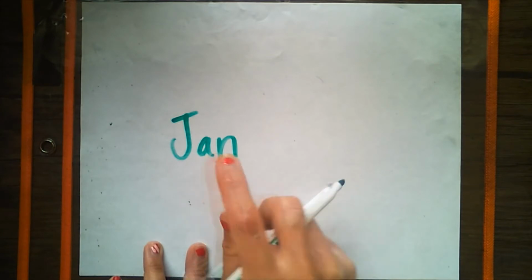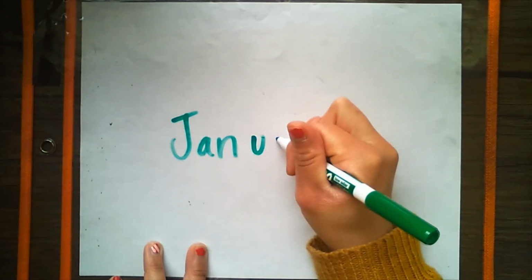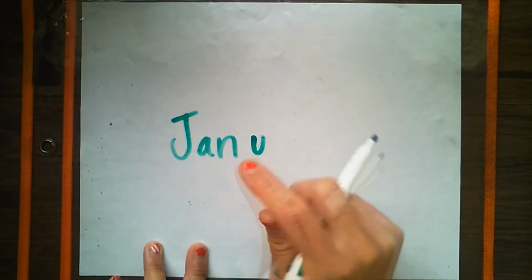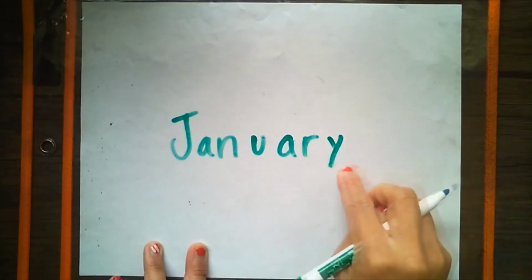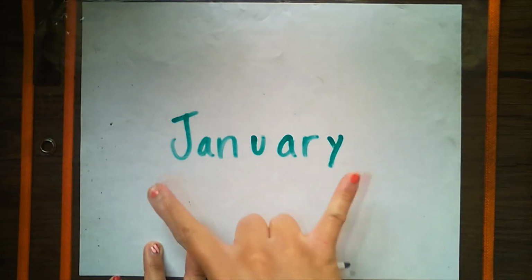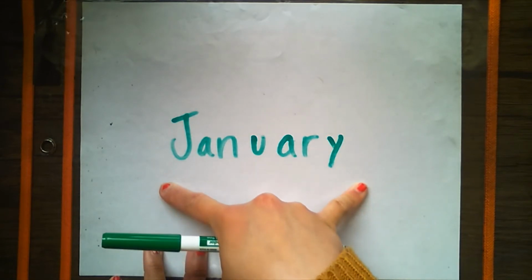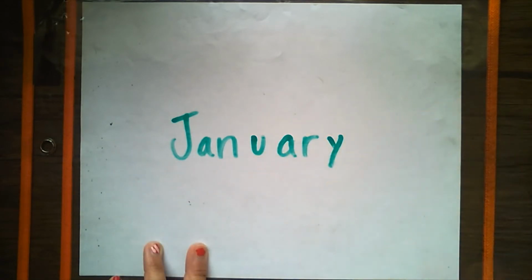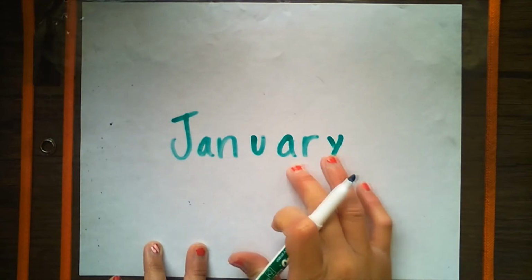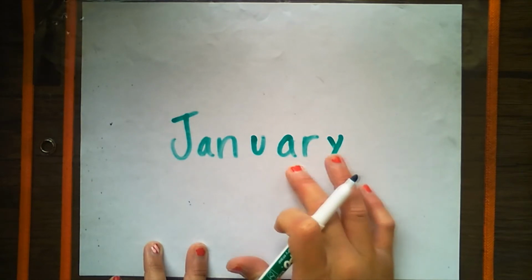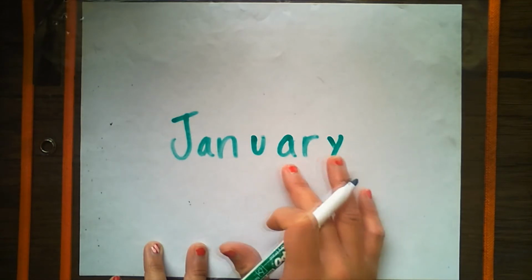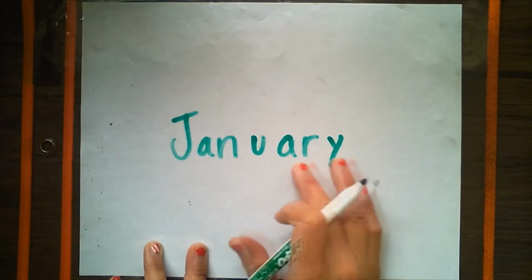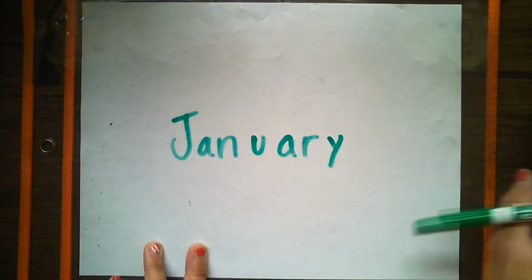Read Jan. Read u. Read air. Read e. Read the whole word, January. My friends, you'll notice that here, there's an irregular spelling sound. Instead of air, it became an E. That's just in this particular word, this spelling sound is irregular. Okay, let's keep going.